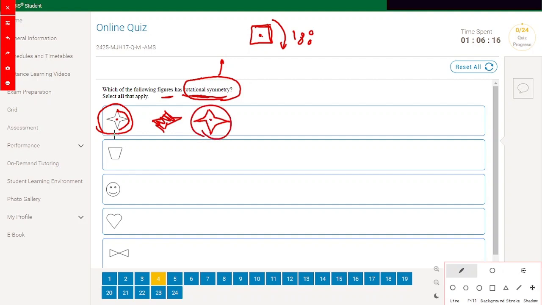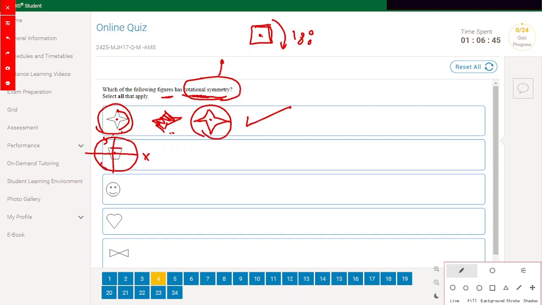So I will get the same figure, so this is a rotational symmetry. Now let's take this figure. This is the center of the figure. If I rotate 180 degrees, I will draw the coordinates here, this is x and y. I will rotate this figure 180.